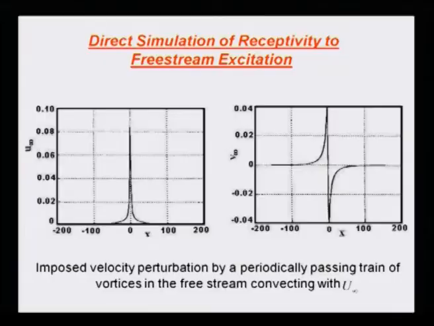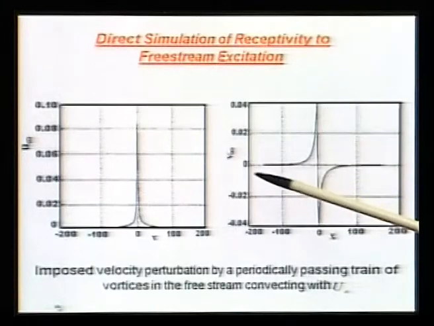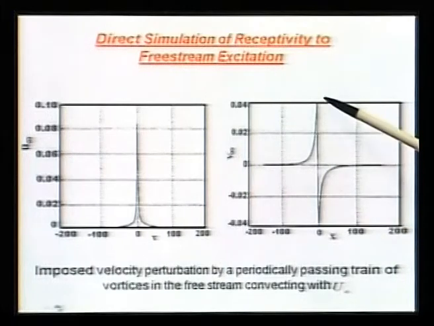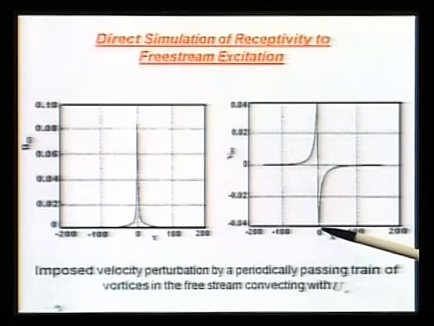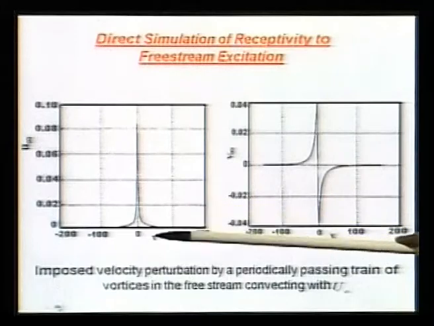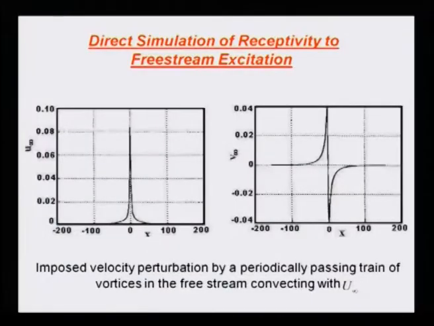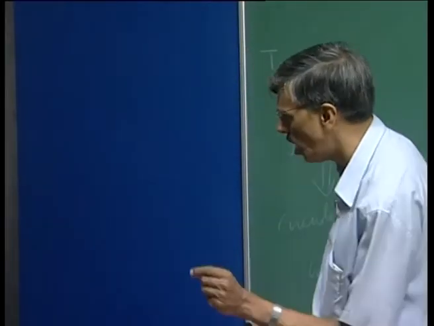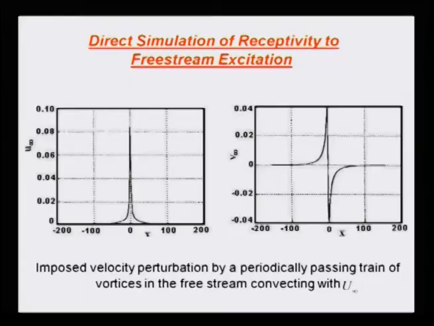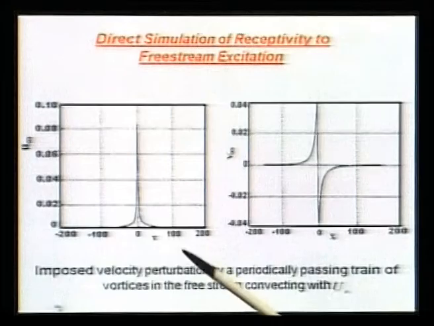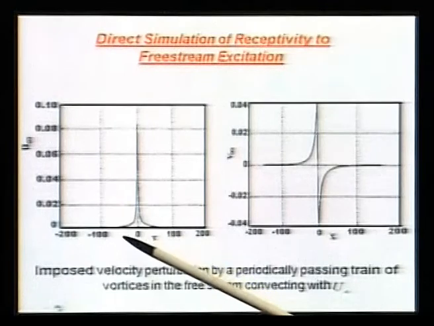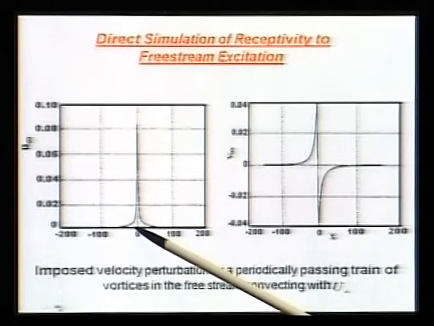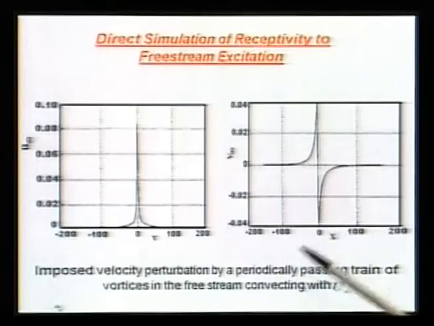And that's what exactly you're seeing. Please note that u infinity and v infinity are of the same order of magnitude. It's only that here it is flipping sign. So it's going from plus 0.04 to minus 0.04. So this is about 0.08 range. And that is exactly like what you are getting. However, you note the streamwise extent over which the disturbance is felt. This is more localized. U infinity is more localized than v infinity.